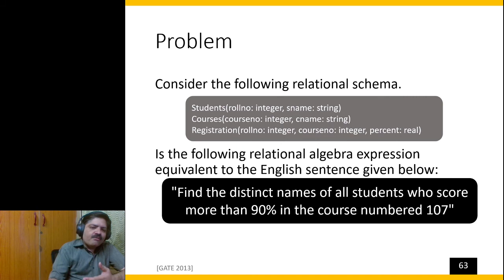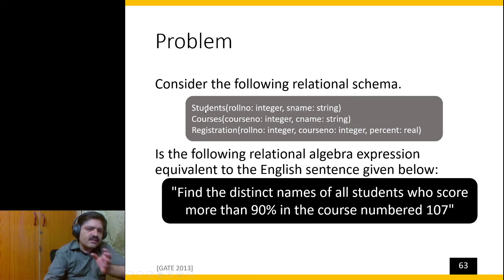I hope the foundational ideas of relational algebra are clear. Let's now take a problem and discuss that out. Consider the following relational schema. So you have students, courses, and registration. A couple of words about schema. We refer to the structure of our relation as a schema. So if you look at it, we have three relations: students, courses, and registration.